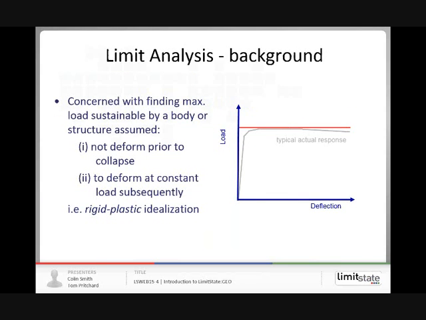Now, in terms of the method that is used in LimitStateGEO, we are using limit analysis, and that is a procedure which is concerned with finding the maximum load sustainable by a body or a structure, which is assumed not to deform prior to collapse, and to deform at a constant load subsequently. So it's what we call a rigid plastic idealization. In the graph on the right-hand side of this slide, the grey curve might be the typical response of your material, your soil, and we're basically idealizing it by that red line. And this is a classic sort of analysis procedure. It's been used in geotechnics for many, many decades and forms the backbone to many, many formulae that we use in geotechnics.